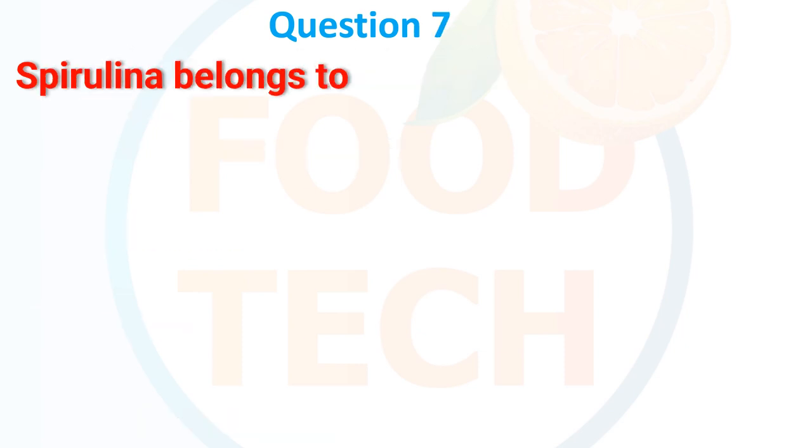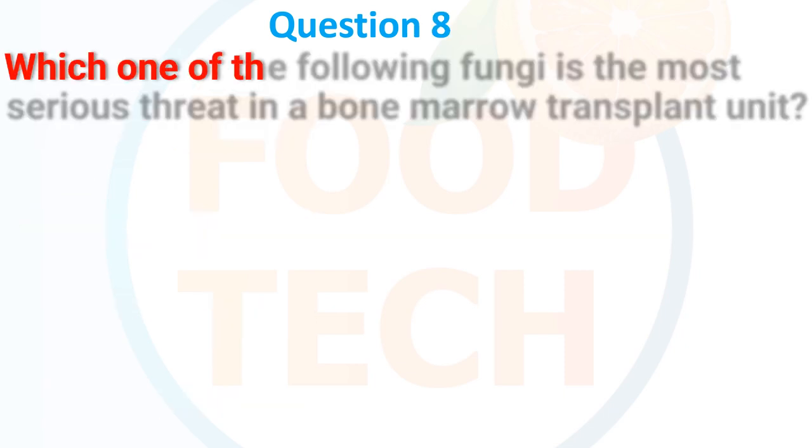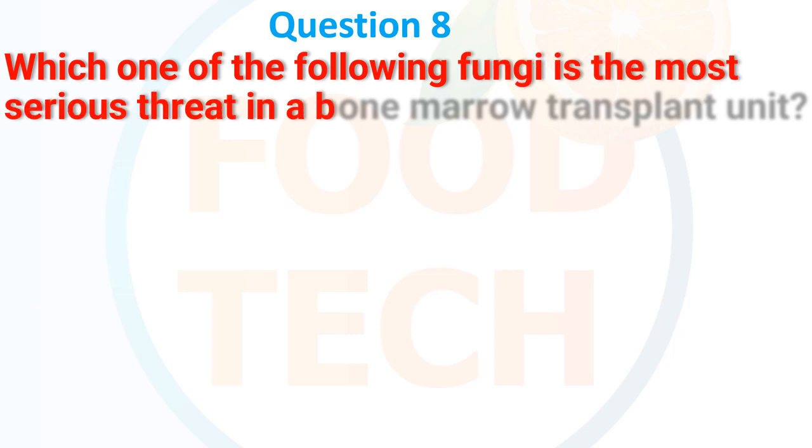Spirulina belongs to A. Xanthophyceae, B. Cyanophyceae, C. Rhodophyceae, D. Phaeophyceae. The answer is B. Cyanophyceae.